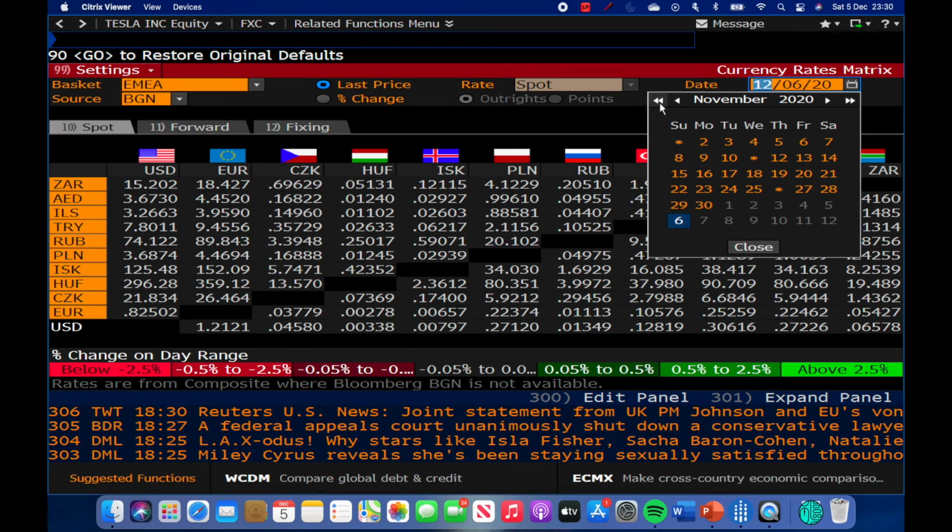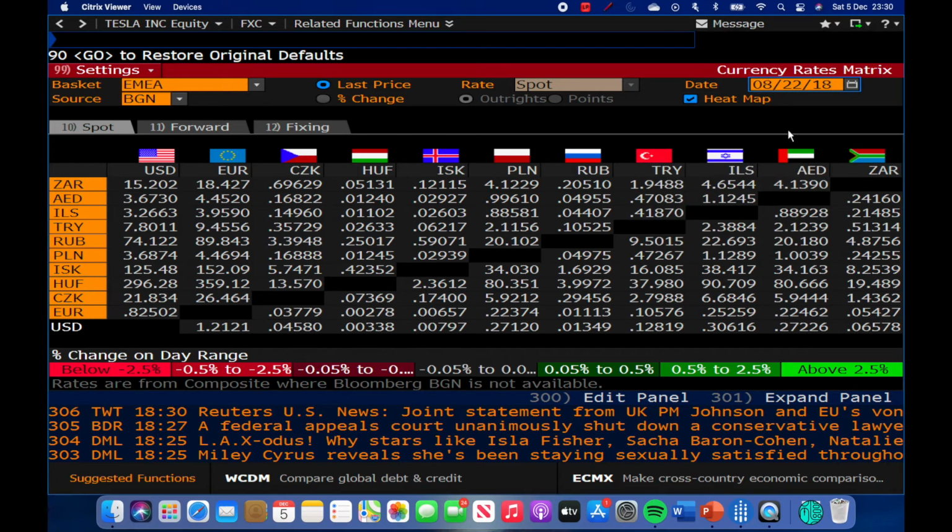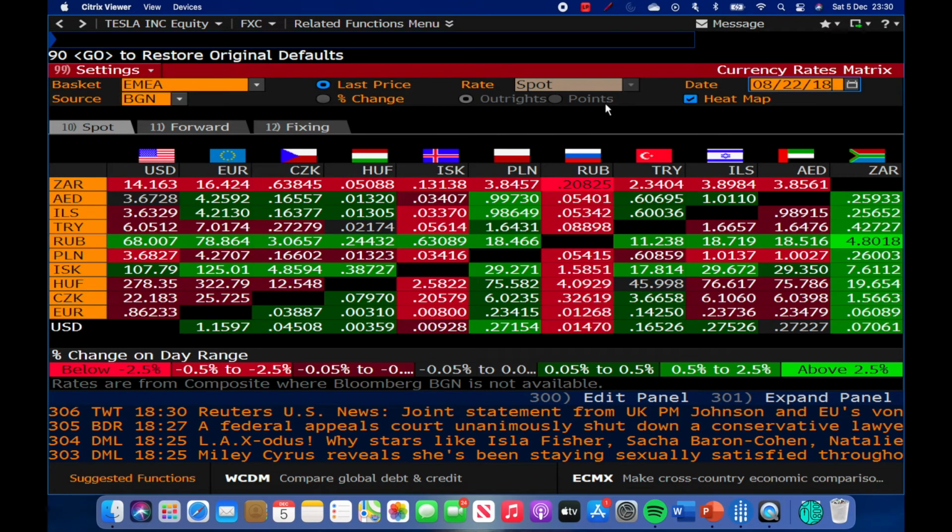We change the year to 2018, then we change the month to August, and then it is the 22nd. So here. And wait for it to update. Here we see the Turkish lira with the different exchange rates for different currencies, but we are interested in the US dollar. So we look down here.